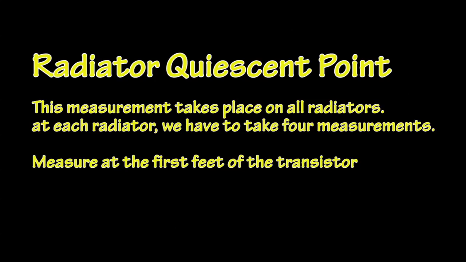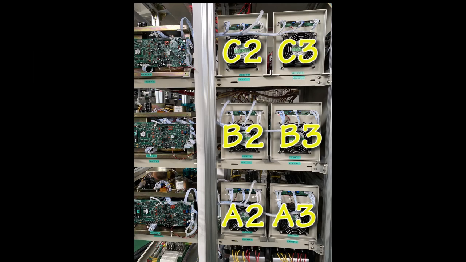Radiator quiescent point measurement. This measurement takes place on all radiators. At each radiator, we have to take 4 measurements. Measure at the first feet of the transistor. This is the location of the 6 radiators.